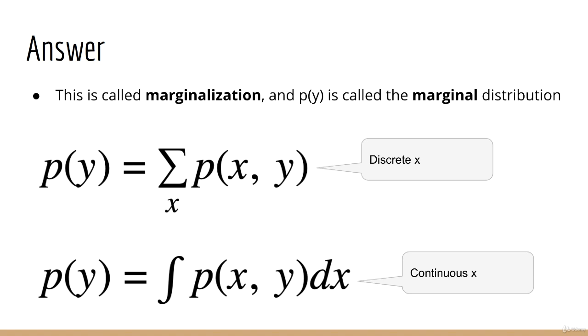Here's the answer. This is a process called marginalization, and in this context, we would refer to P of y as the marginal distribution. If x is a discrete random variable, we would find it by taking P of x and y and summing over all possible values of x. If x is a continuous random variable, we would find it by taking P of x and y and integrating over all possible values of x.